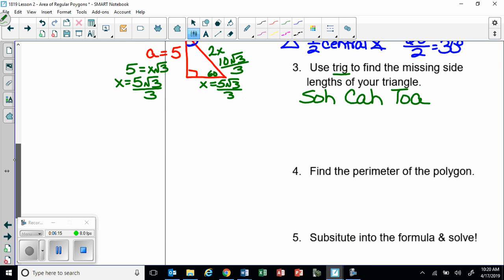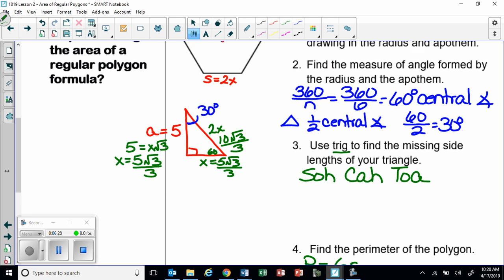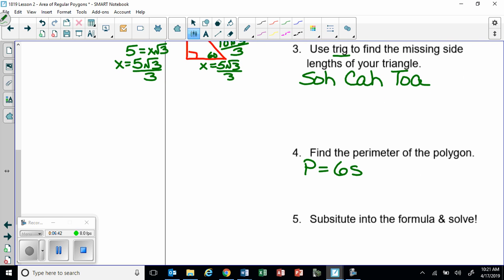I need to find my perimeter. And in this case, it's 6 times the sides because I have a hexagon. My side, if I come back up here to my diagram, is 2 times x. So x is 5 square root 3 over 3. 10 square root 3 over 3 will be my side length. So 6 times 10 square root 3 over 3, and that gives me 20 square root 3.